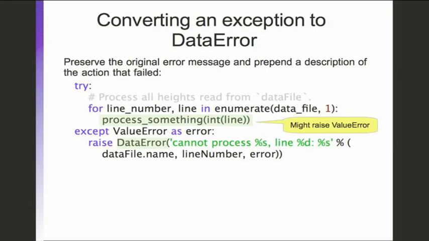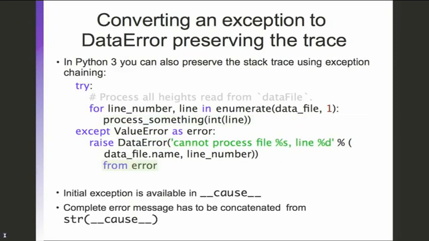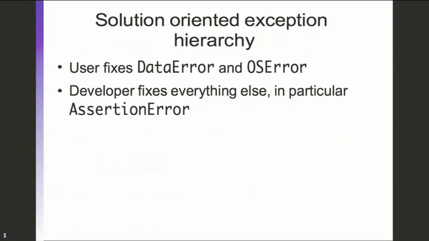I just catch the value error and raise a data error where I leave the original message intact. In Python 3, you can also preserve the stack trace by using exception chaining. There's a little example for that. So I use a solution-oriented exception hierarchy, which basically comes down to: users fix data error and OS error, and the developer fixes everything else, in particular assertion error.